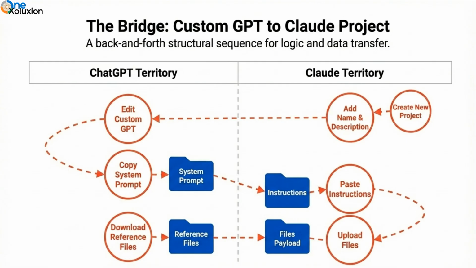The migration is a structural sequence. It involves copying the system prompt and downloading reference files from the custom GPT, then creating a new Claude project to paste the instructions and upload the files.